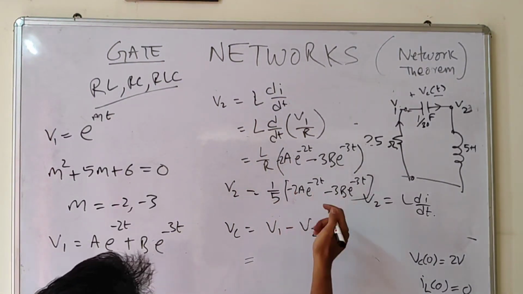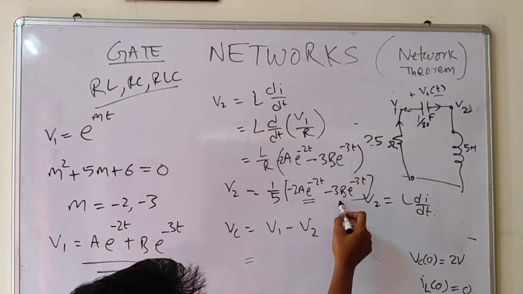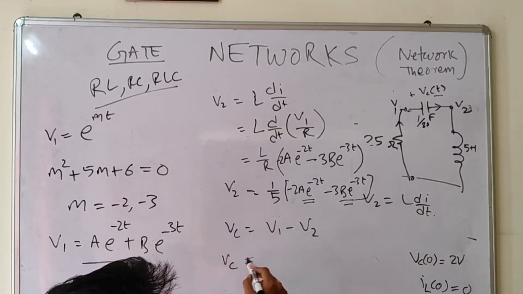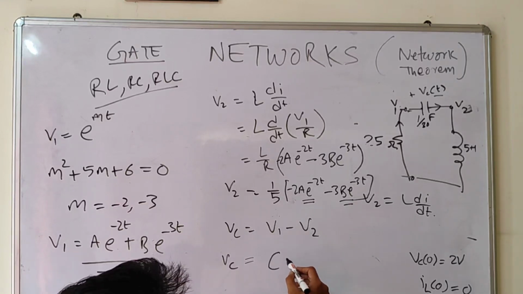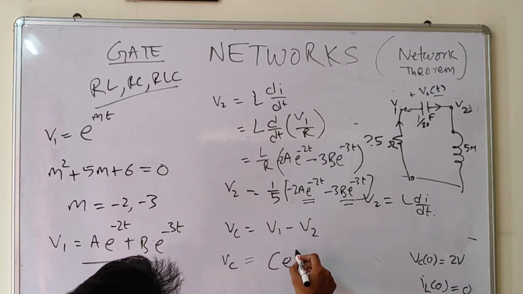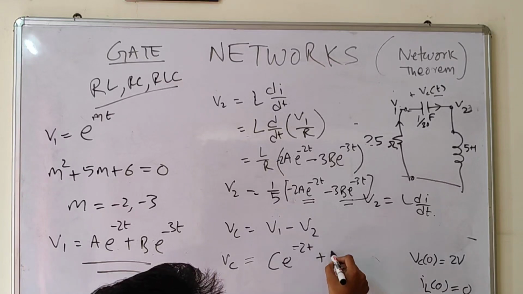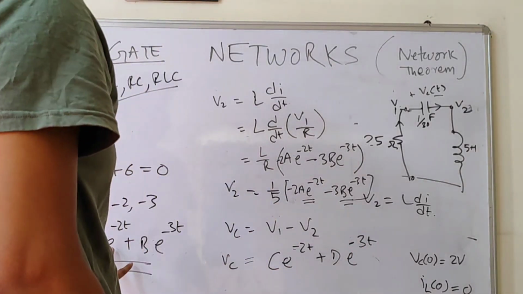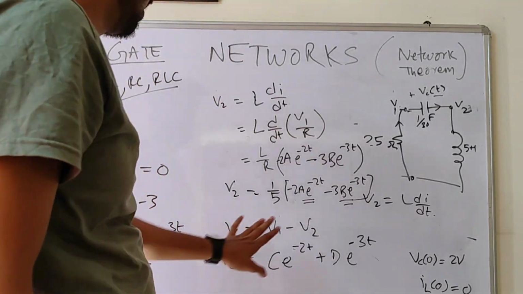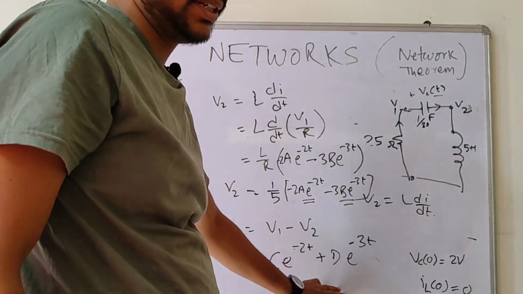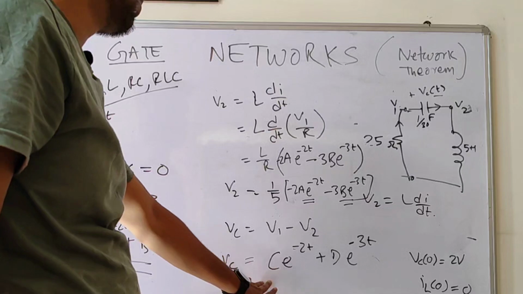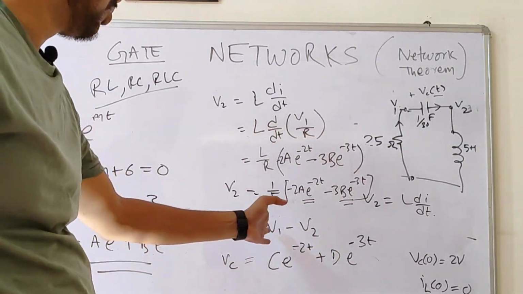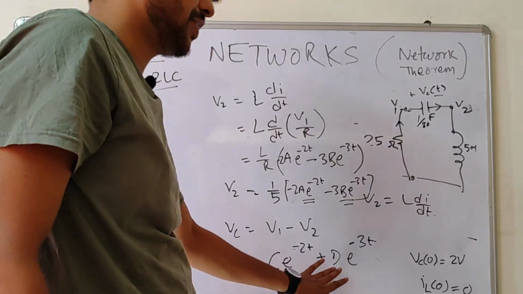Now, this also has to be a sum of e to the power -2t and e to the power -3t. This coefficient doesn't matter. VC will also be some coefficient, let's say C e to the power -2t and D e to the power -3t. Why I did this: A and B are anyway unknown, and even after solving this you will get some coefficients. To solve those coefficients, what we need is the initial condition. So it doesn't matter if it's 2C or 2A or something like that. It's basically an unknown coefficient.